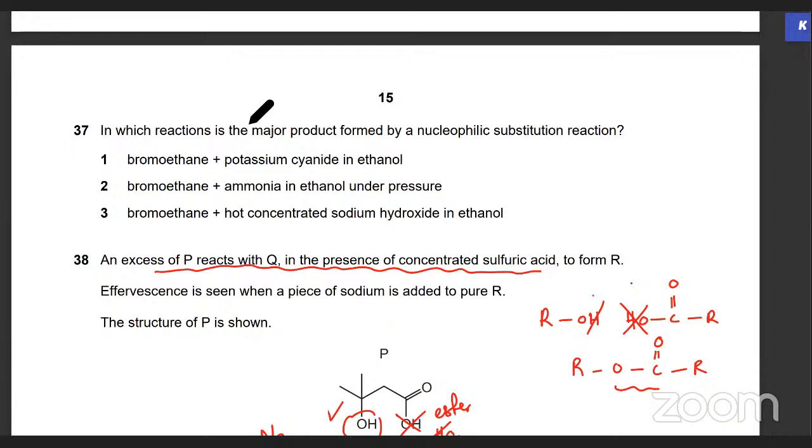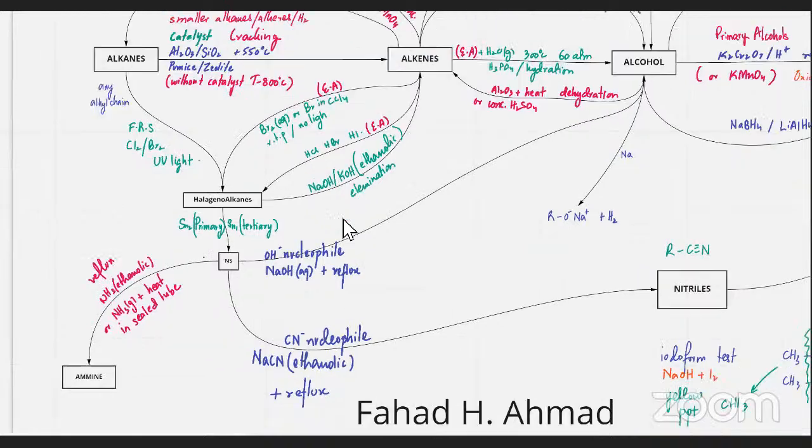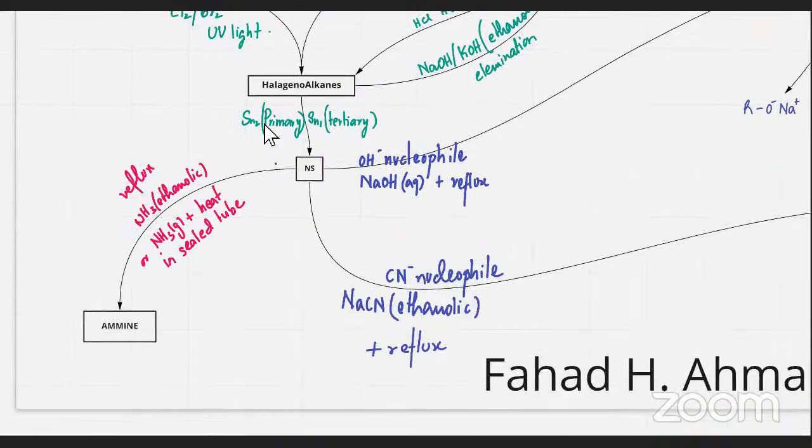So next is 37. In which reaction is the major product formed by nucleophilic substitution? The first one is a halogenoalkane reacting with potassium cyanide in ethanol. So we have to look at nucleophilic substitution. It happens with halogenoalkanes. You call it SN2 or SN1. There are 2 different mechanisms for that. For primary, it's the SN2 mechanism. For tertiary, it's SN1. So halogenoalkanes undergo nucleophilic substitution, and they do so with ethanolic NaCN.